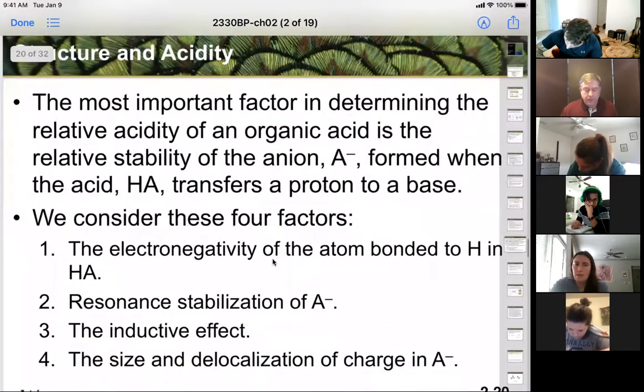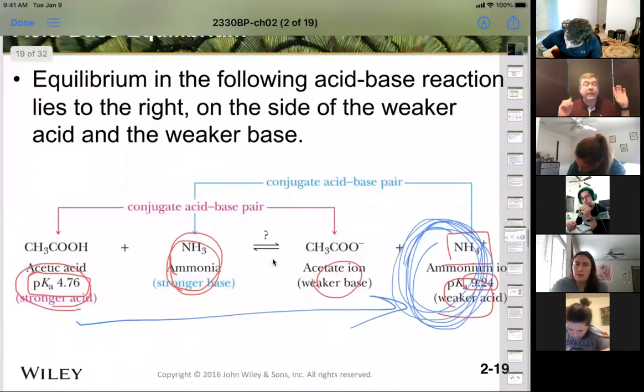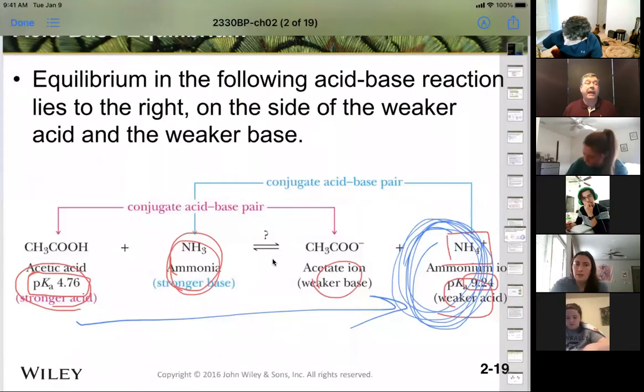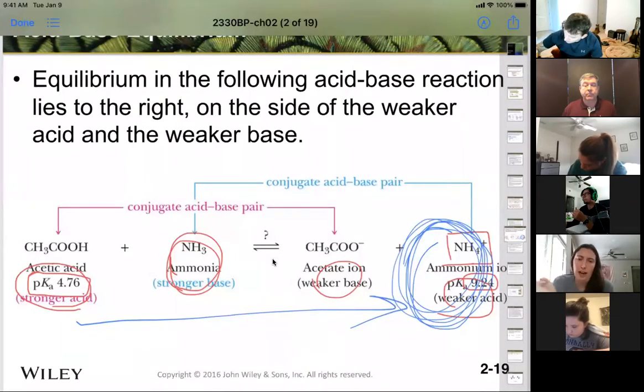Okay, so questions about that acid-base pair, that's important, and questions about stronger versus weaker acids based on their pKa values. I have a question. Yes. What you just said, that the reaction is on the right side, I don't understand that, because I thought you said that the reaction is going to be with the stronger acid and the stronger base.